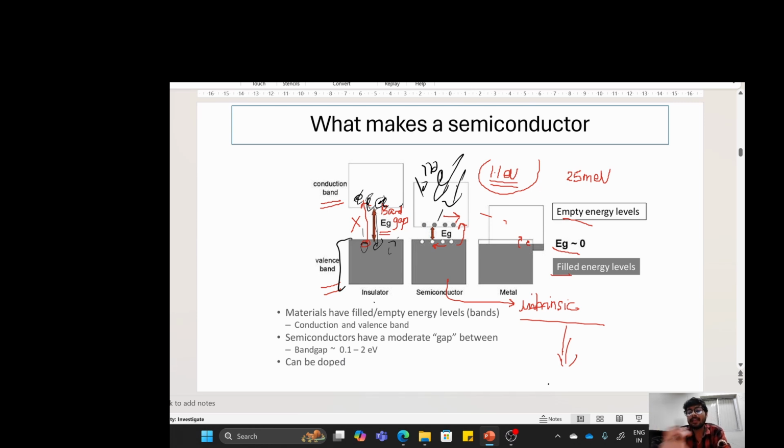And in metals, the conduction band and valence band are either overlapping, or the conduction band is half filled. If the band is half filled, then there are empty states in the band itself and electrons can move. So electrons or holes can move, and that is why you get high conductivity.